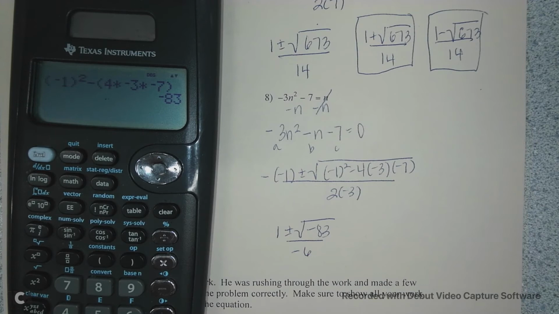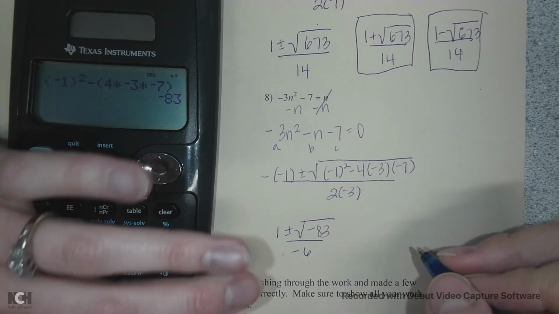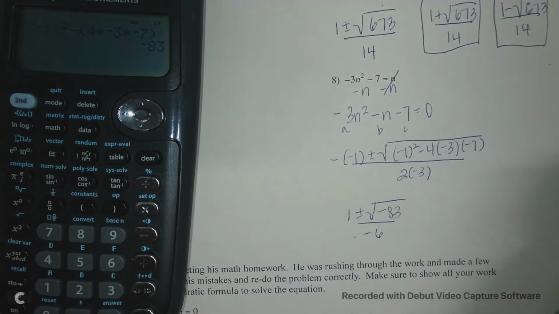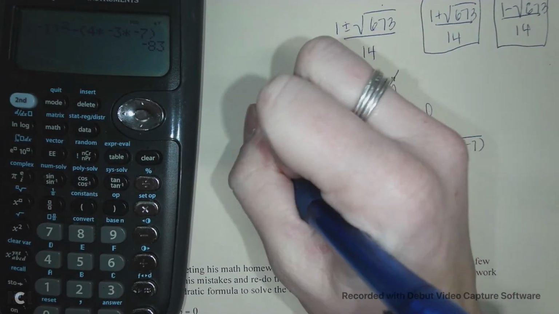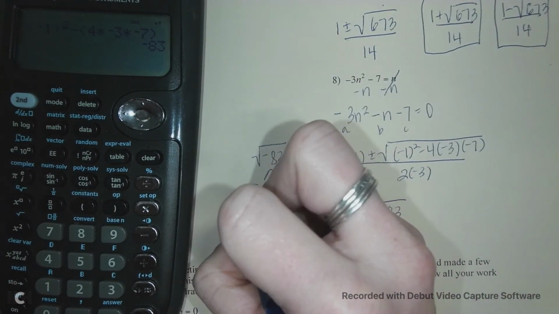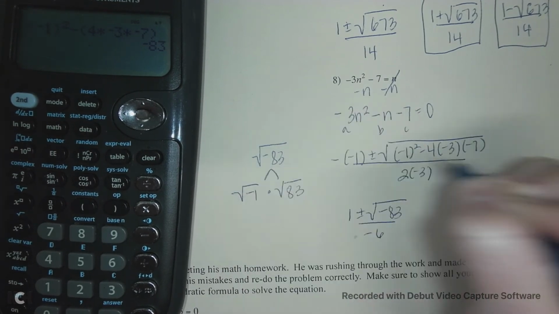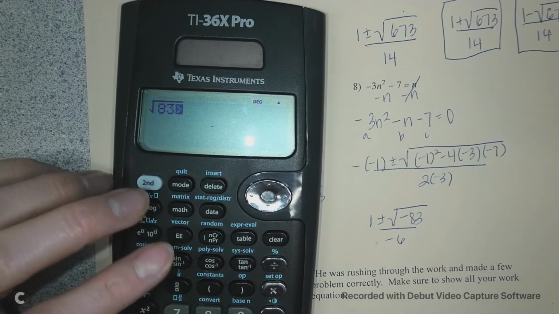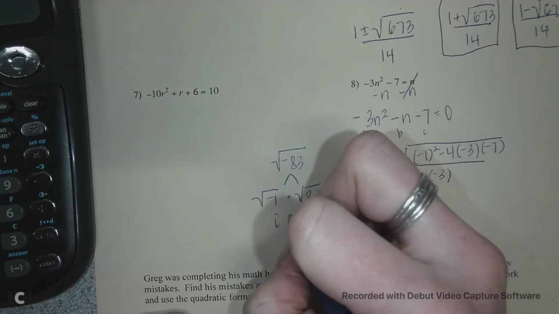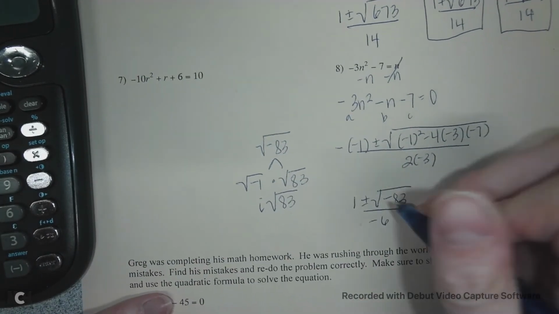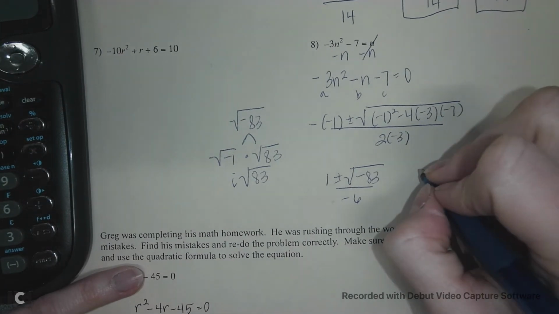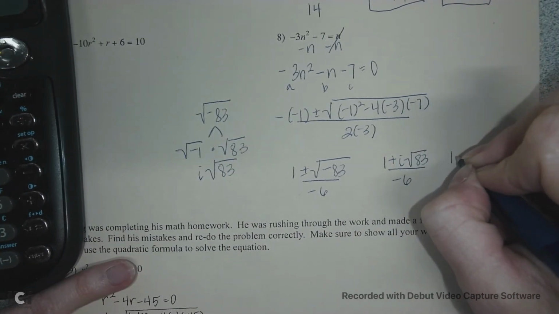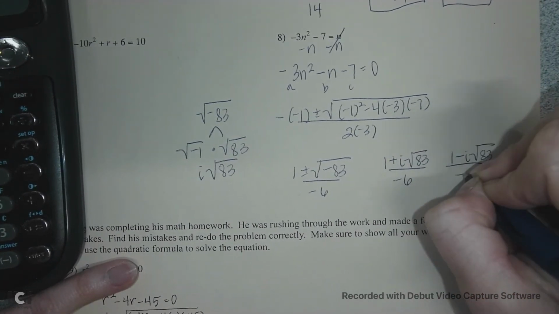Okay, so then I cannot take the square root of a negative number. So I'm going to write it over here. Sorry, there's a little lag on my video for today. So we've got the square root of negative 83, which really breaks down to the square root of negative 1 times the square root of 83. The square root of negative 1 is i, and let's just double check. The square root of 83 cannot be reduced. So it stays as i root 83. So I'm going to split into my two fractions. I have 1 plus i root 83 over negative 6, and 1 minus i root 83 over negative 6.